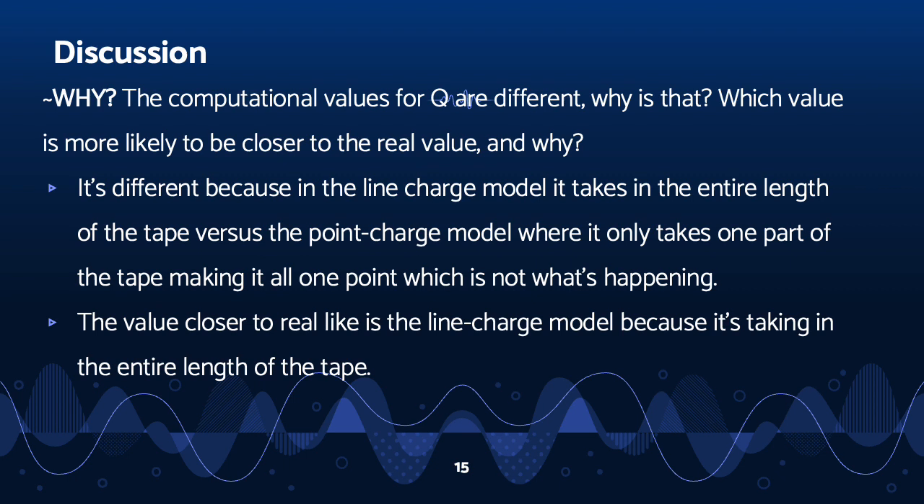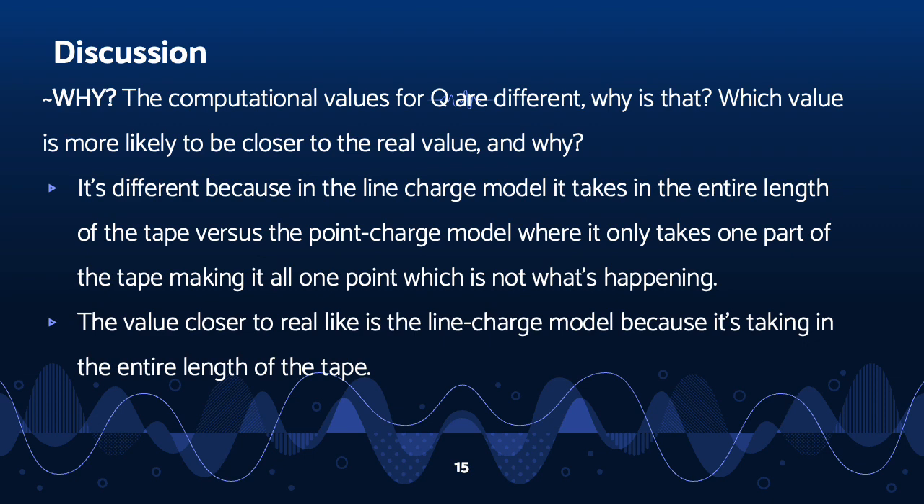Why would the computational values for Q be different, and which one is most likely to be closer to the real value, and why? It's different because the line charge model takes in the entire length of the tape, versus the point charge model, where it takes one part of the tape, making it all one point, which is not what's happening. And the value closer to the real thing is the line charge because it's taking in the entire length of the tape.